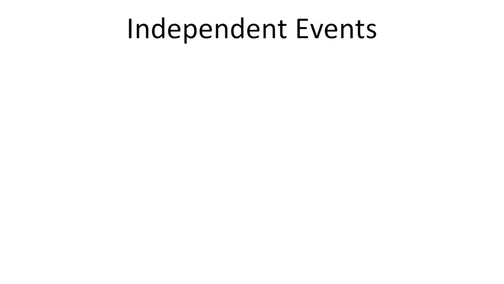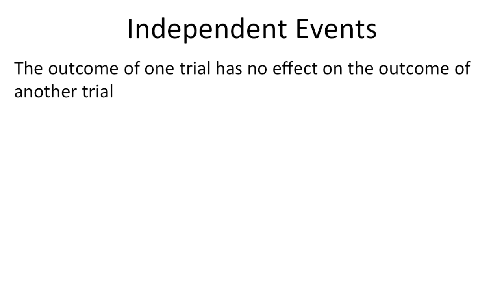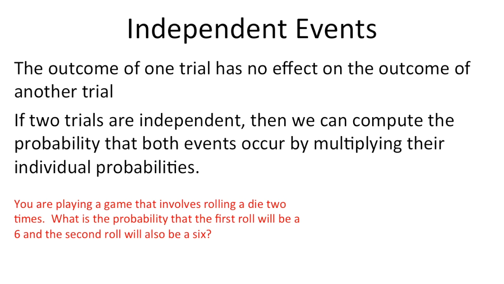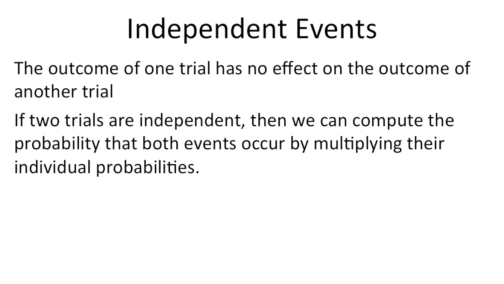Finally, independent events. Events are independent when the outcome of one trial has no effect on the outcome of another trial. If two trials are independent, then we can compute the probabilities that both events occur by multiplying their individual probabilities. Note that this multiplication rule only works when events are independent.